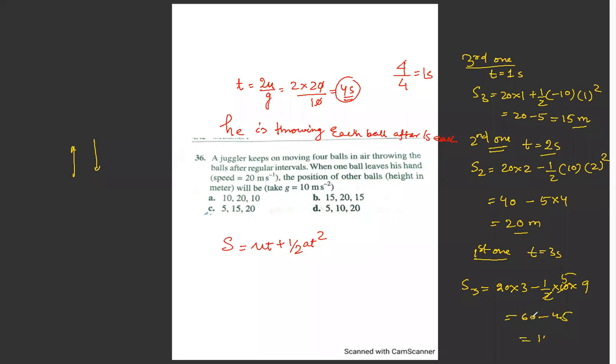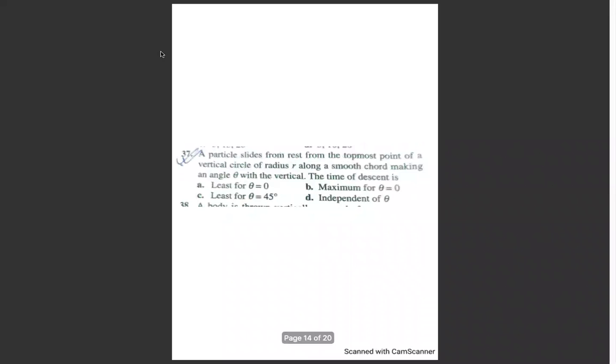That is also equal to 15. Right, from the initial point of projection, these are the positions. One will be here and the other one will be somewhere here. So the final answer is option B. 15, 20 and 50.